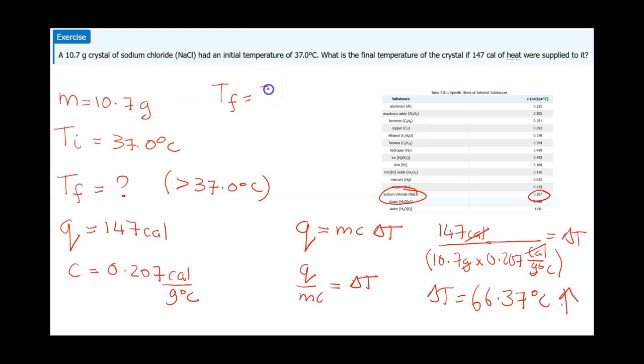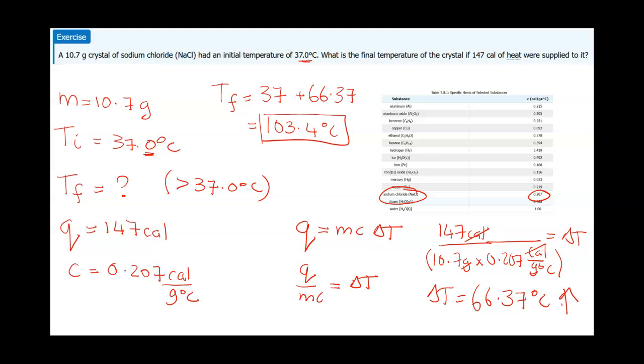It's going to be where we started plus how much it went up by. So I'll just put that into my calculator. And then I'm going to round to the 0.1s. And there's my answer. I rounded to the 0.1s because my initial temperature was given to the 0.1s. And I'm adding numbers together, so my final answer should go out to the 0.1s.